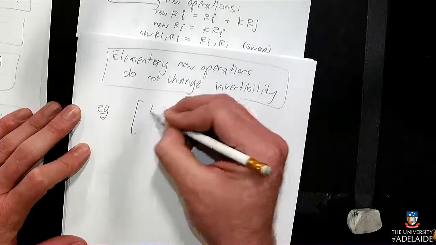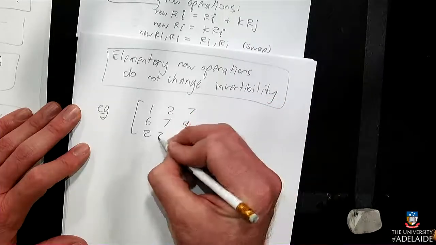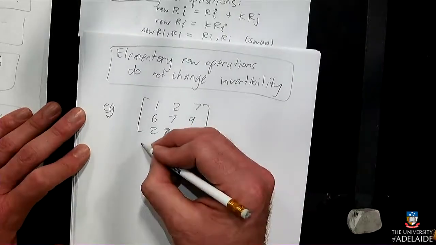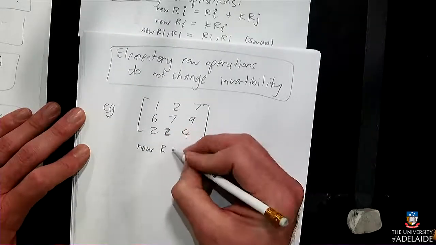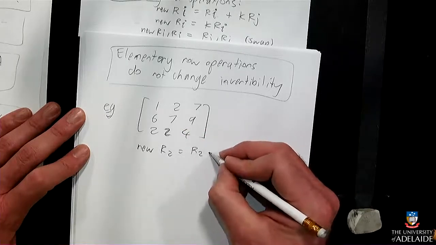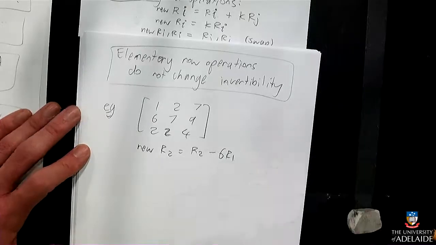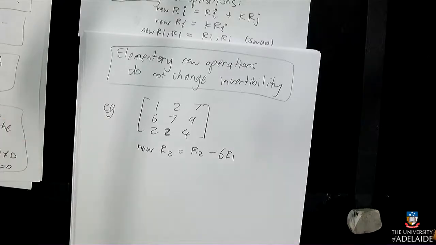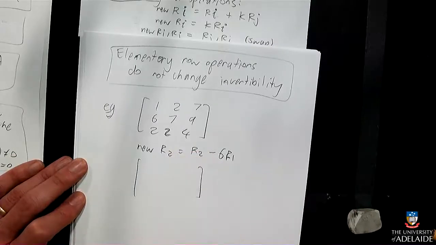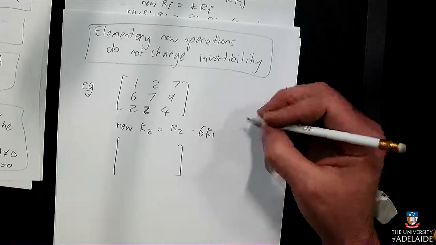If I had a matrix like this, like that, and I did this row operation, my new row 2 is my old row 2 minus 6 of row 1. Then I would get this. And some people write them down on the side so they can be very clear about how it was working.